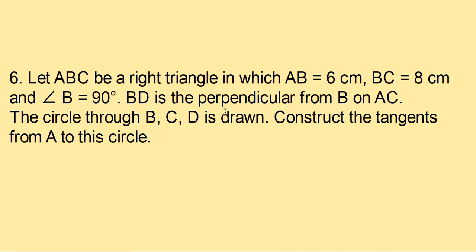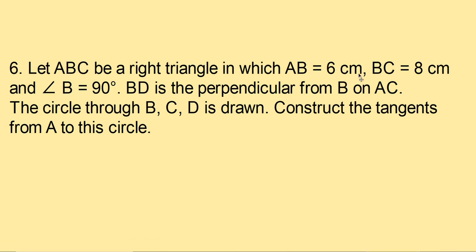Here is the next question. Let ABC be a right angle triangle in which AB is equal to 6 centimeter, BC is equal to 8 centimeter, and angle B is equal to 90 degree. It's a right angle triangle with B as the right angle. BD is perpendicular from B on AC. The circle through B, C, D is drawn. Construct the tangents from A to this circle.